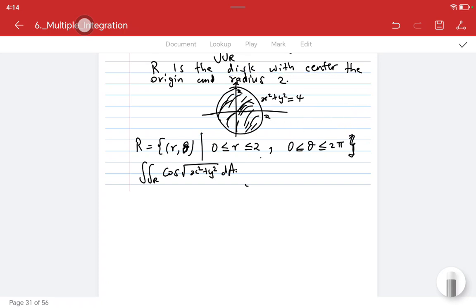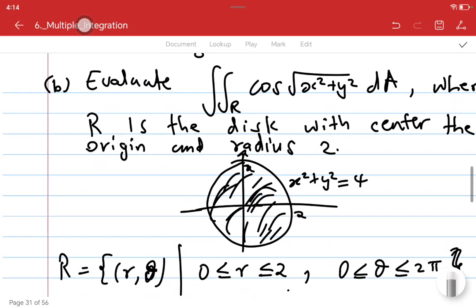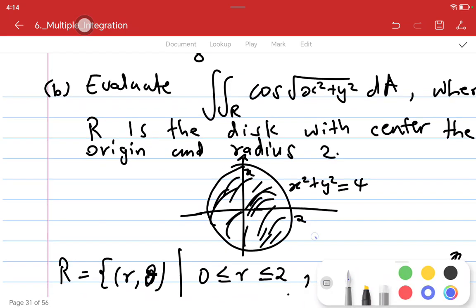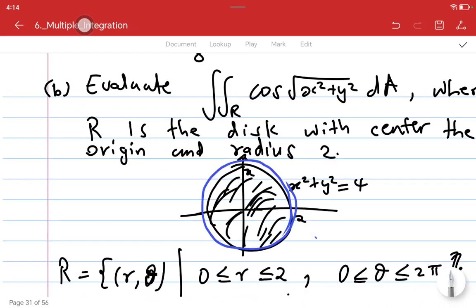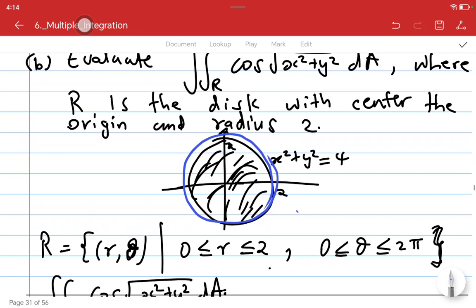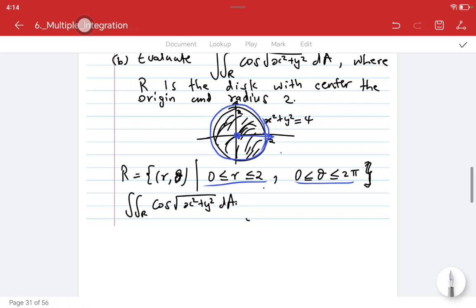So now we come to this. We want to change this, right? But we realize that this is revolved. It's a circle or a disk. So it means that our angle will start from 0 to 2 pi. And our r will be from 0 to 2. And that will be as simple as that.